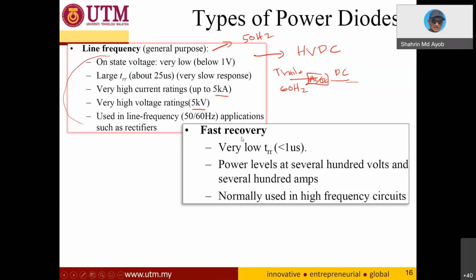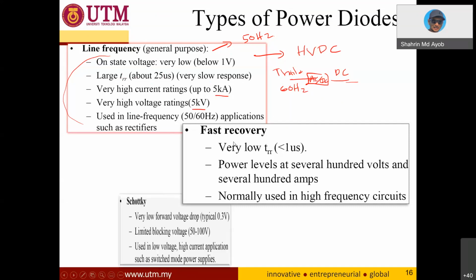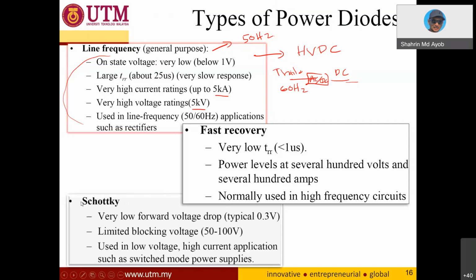Okay, and then you can also find this power diode in fast recovery applications, and also in applications inside some of the mobile power supplies. For mobile power supplies, inside that part, we usually use Schottky diodes. Schottky diode is actually a very special diode.